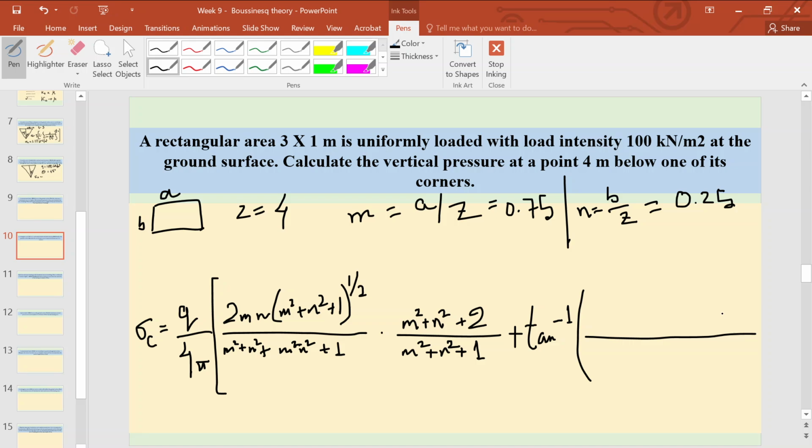Again, like the previous part, in the first part it will be 2mn times the bracket m square plus n square plus 1, the bracket part whole to the power half, which is in root, divided by m square plus n square, over here minus m square n square plus 1. Okay, bracket close and then third bracket closed.